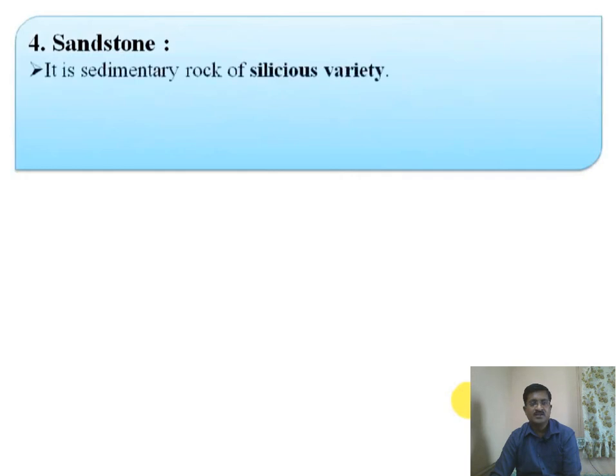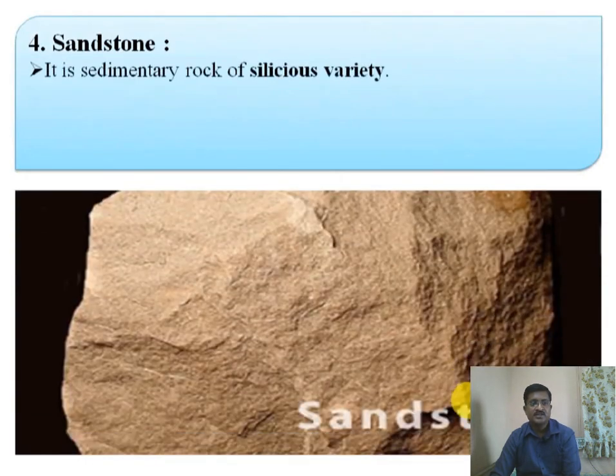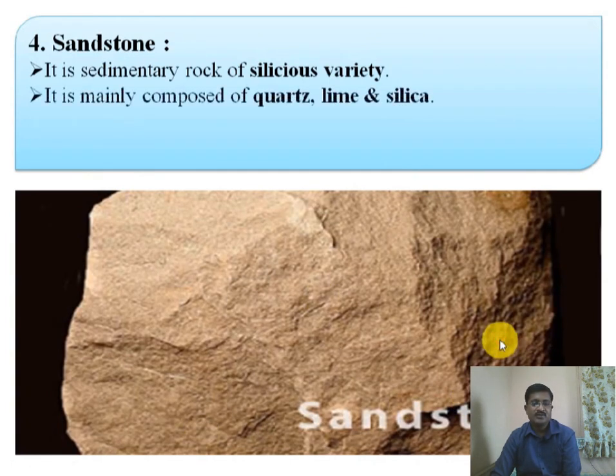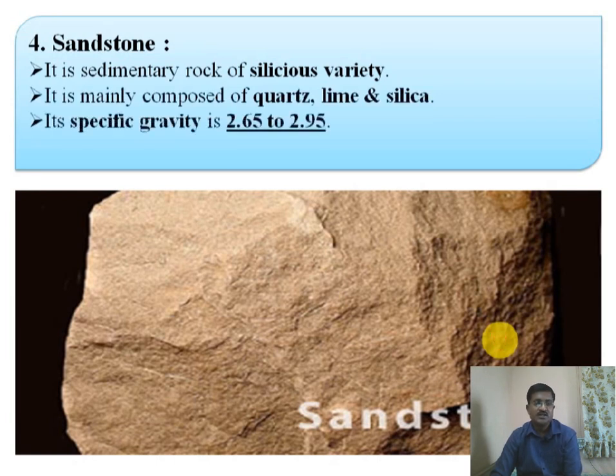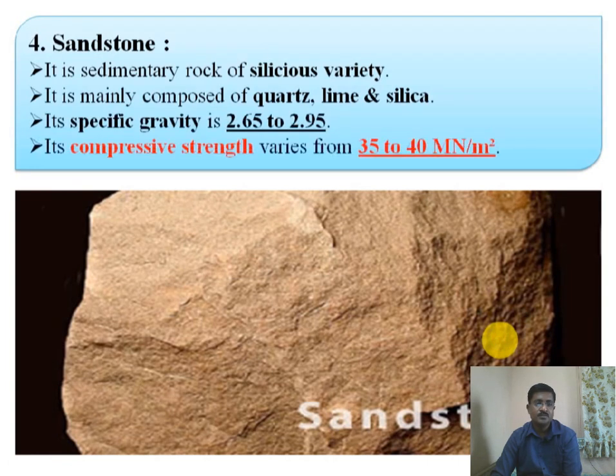Next is the sandstone. It is a sedimentary rock of siliceous variety. It is mainly composed of quartz, lime and silica. Its specific gravity is 2.65 to 2.95. Its compressive strength varies from 35 to 40 meganewton per meter square.